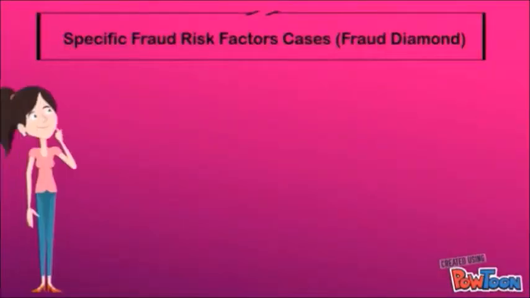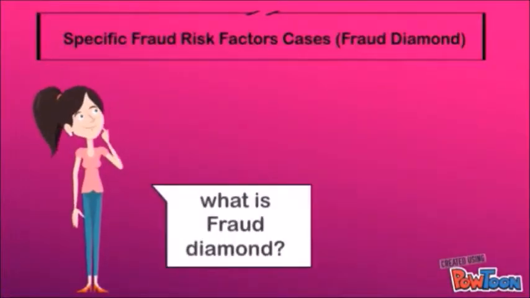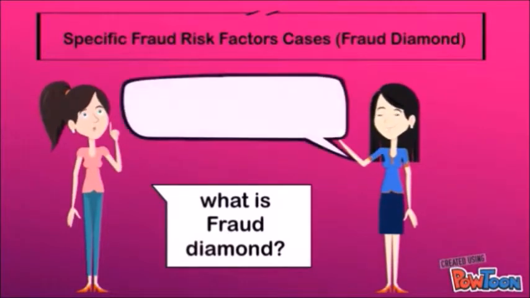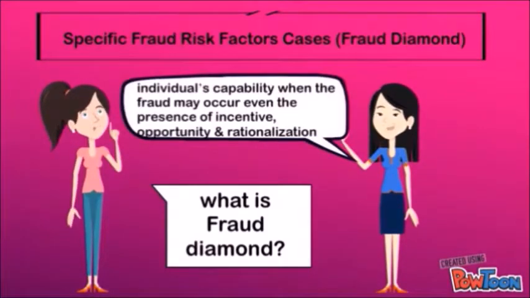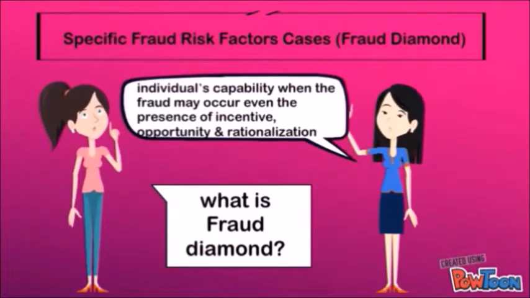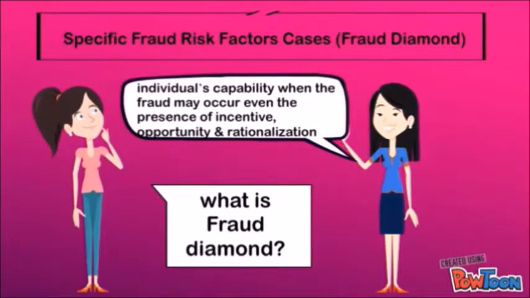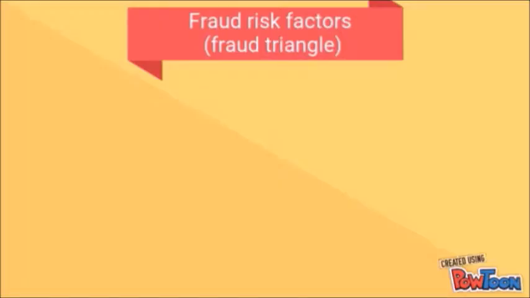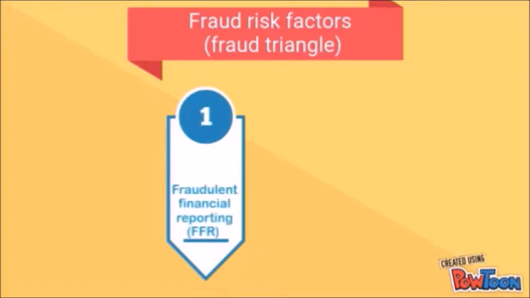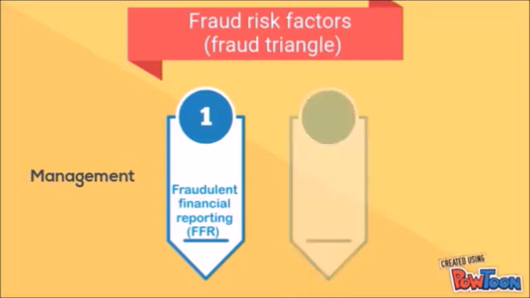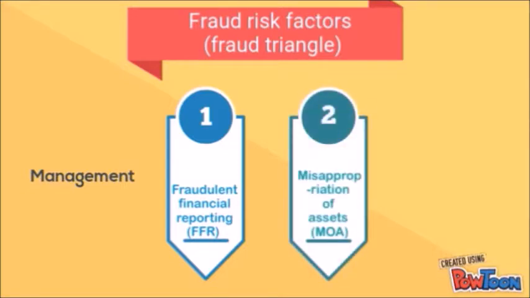Specific fraud risk factors cases. Fraud diamond. What is the fraud diamond? It is an individual's capability to play a major role in whether the fraud may occur, even if there are the presence of incentive, opportunity and rationalization. There are two fraud risk factors. Fraud triangle. First, fraudulent financial reporting, FFR. Management. Second, misappropriation of assets, MOA.